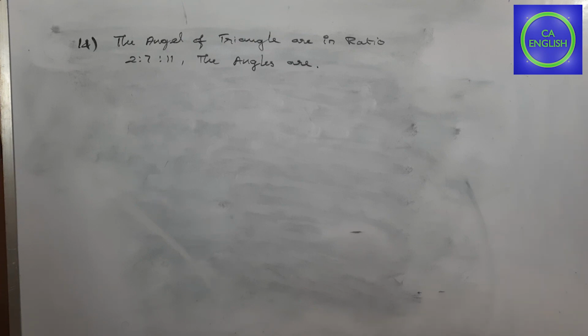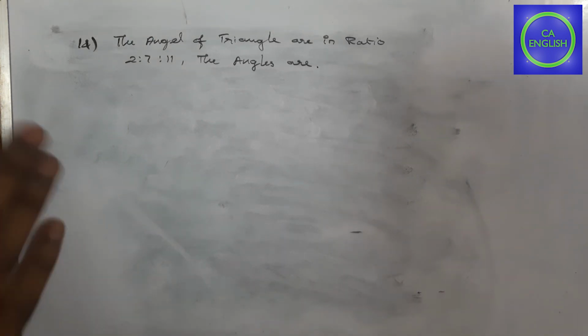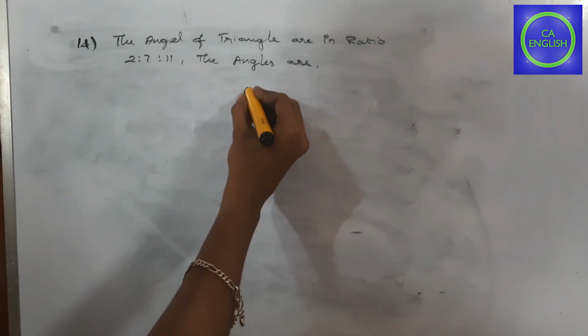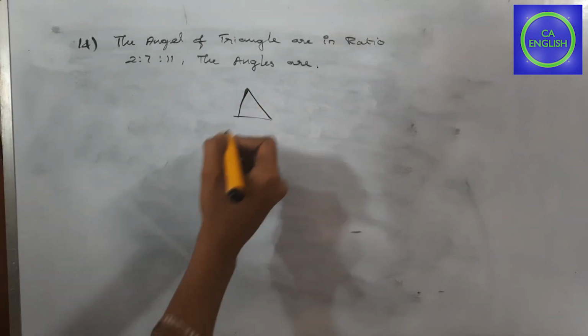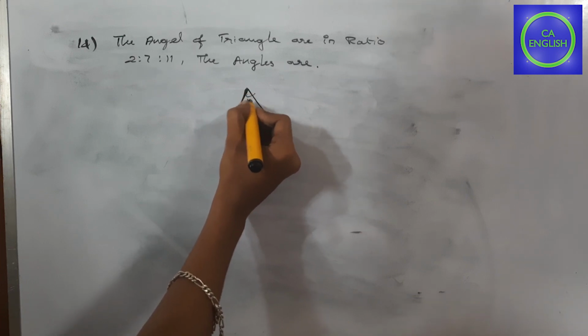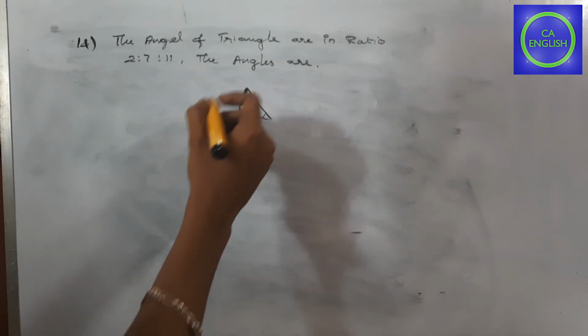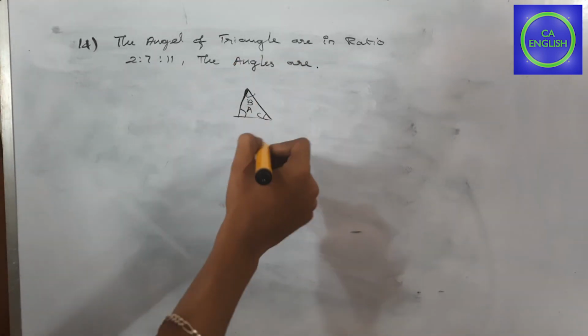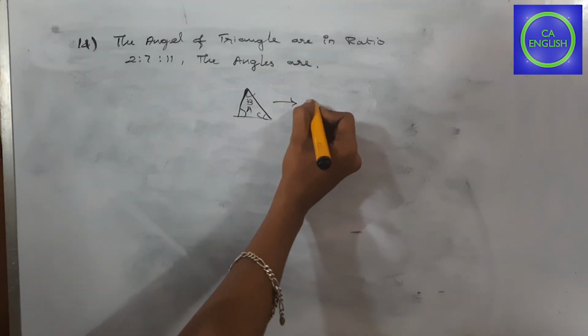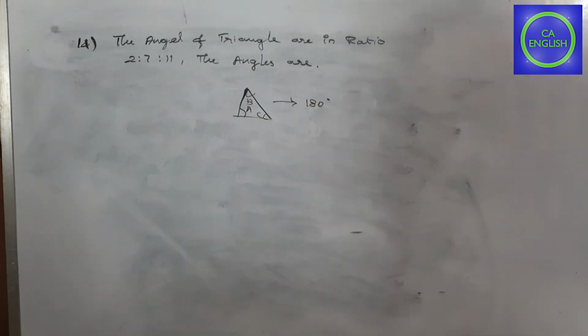The angles of a triangle are in the ratio 2:7:11. We want to find the angles of the triangle. Just draw a triangle, and we want to find A, B and C, these three angles. The total degree of a triangle is 180 degrees, as we know.